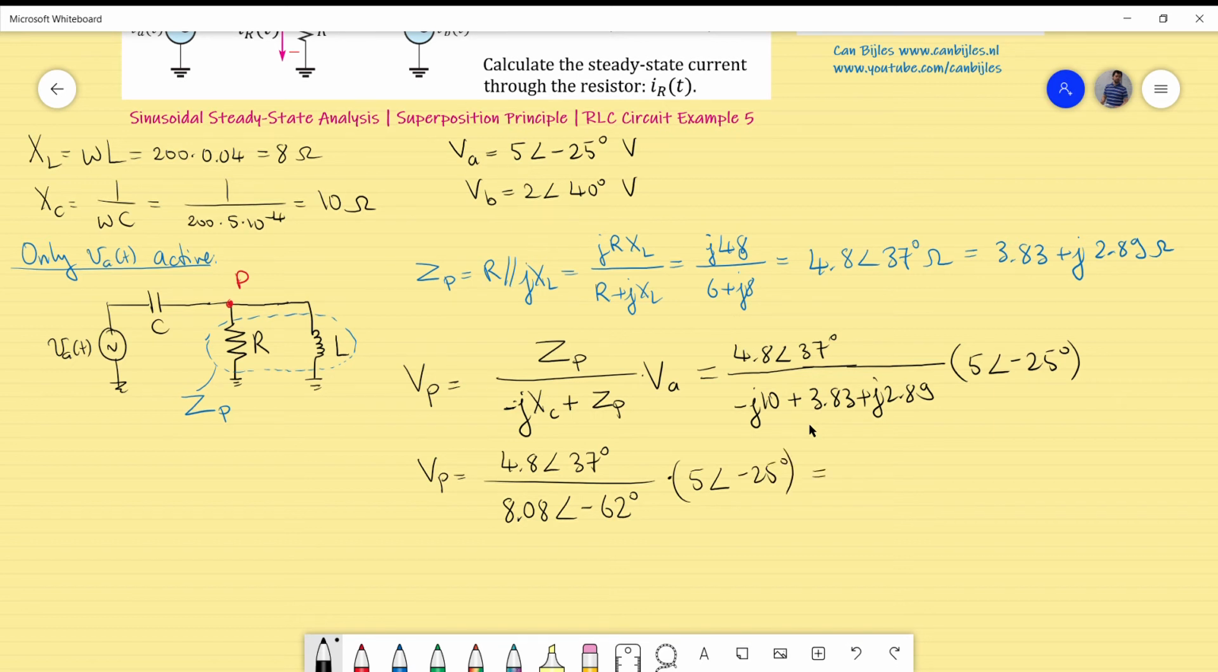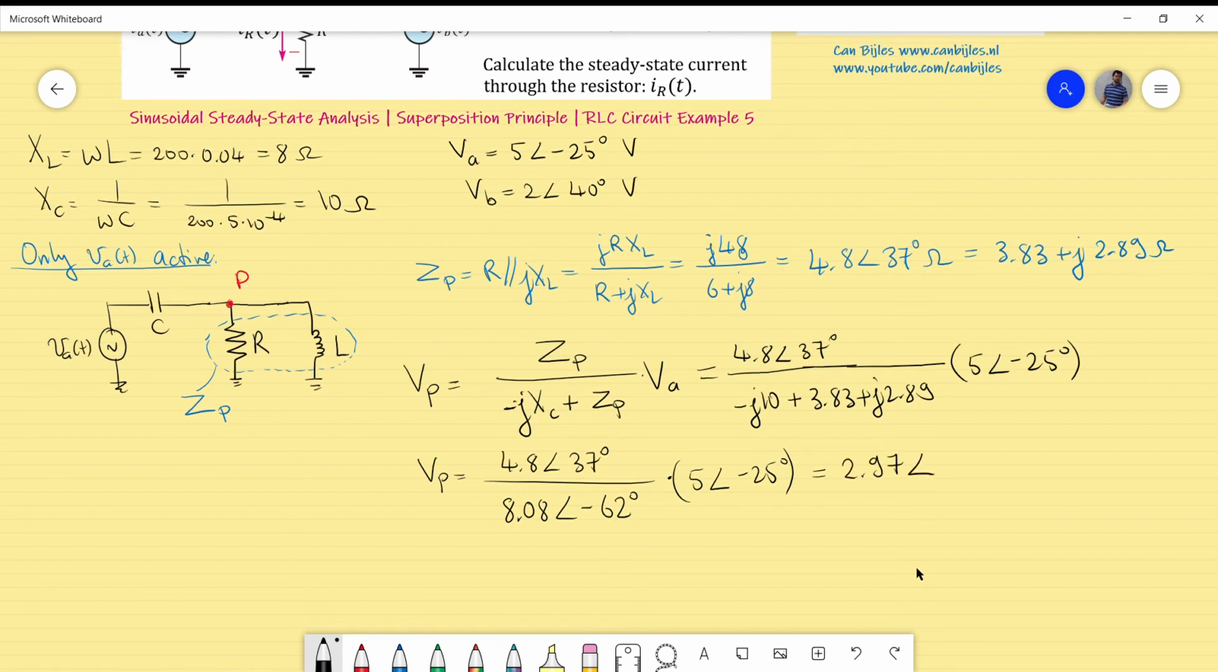Now what do you do in this case? You have a division here and a multiplication there. So if you see a multiplication, you multiply the amplitudes. If you see a division, you divide the amplitudes. For the phases, if you see a multiplication, you add them up, and if you see a division, you subtract the phases. So you will actually have 4.8 divided by 8.08 times 5. That's our amplitude.